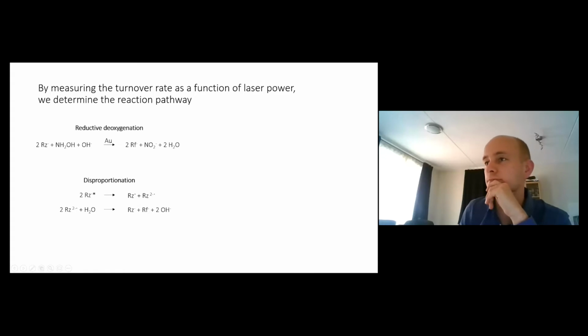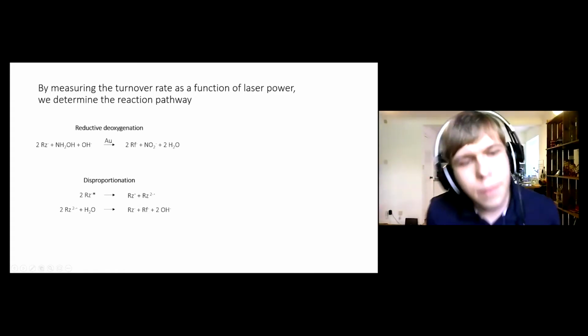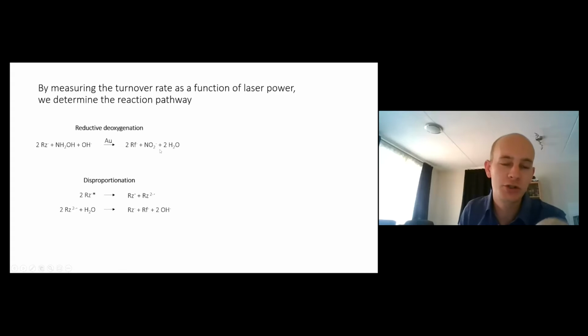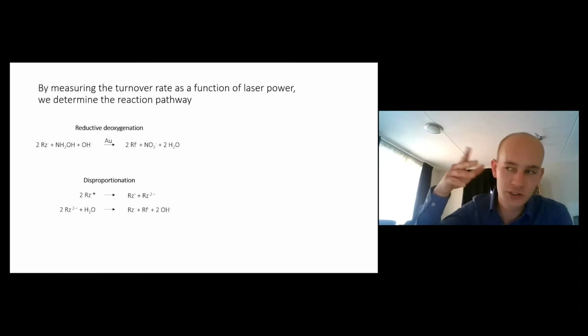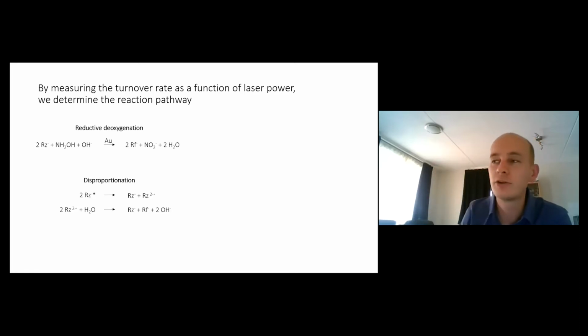Okay. Thanks. And the same actually goes for the reductive deoxygenation reaction, I should add. But in that case, it can be either photoexcited resazurin molecules that enhance the rate, or it can be plasmonic hot electrons. It's still a bit unclear, actually.